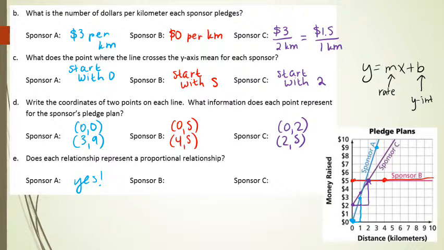With B, I can see here, it does not start at 0, 0. It stays at 5 all the way across. It does not fit the qualities of a proportional relationship. So unfortunately, no. And for C, I can see that it is a straight line, but again, it's not starting at 0, 0. So unfortunately, that's going to be a no.